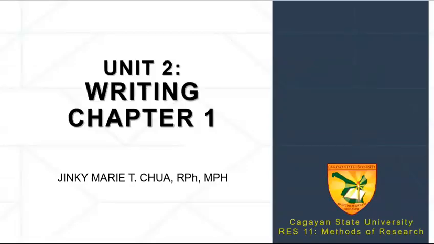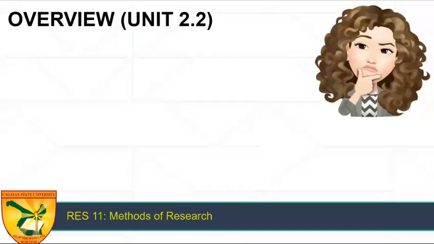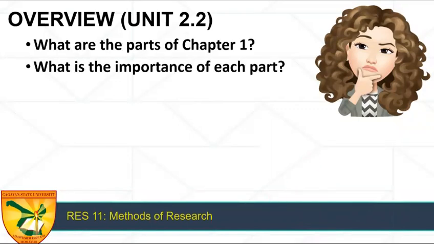Evening class, welcome to Rest 11, Methods of Research. We are still here at Unit 2, and now we are here at Part 2, which is on writing Chapter 1 of your proposal. We are done with your background of the study, so we go on to the next part. We will review the parts of Chapter 1 and go on with what and how we write the next part.